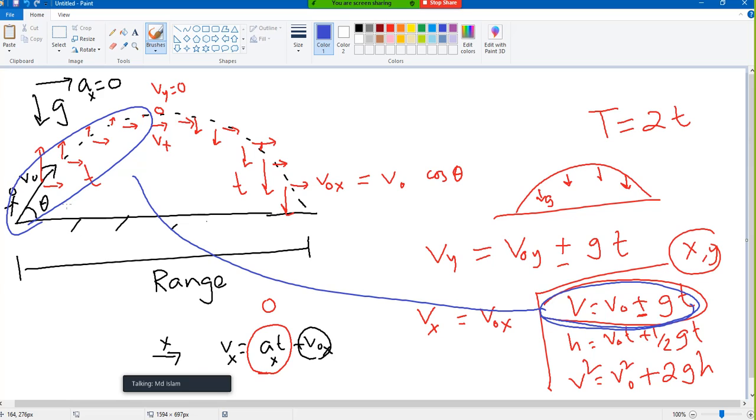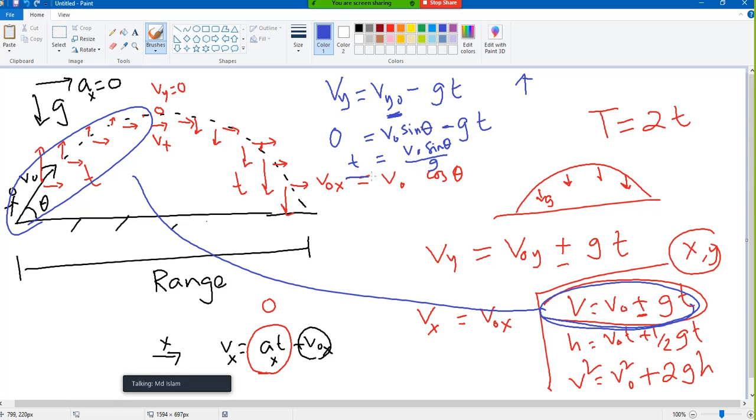How do we know? Vy is 0 at the peak. So Vy equals Vy naught minus gt. Why minus? I am assuming velocity up is positive, vertically upward positive. So this will be 0. Vy naught will be V naught sine theta. g is known, t is this. Then if I simplify, t equals V naught sine theta by g. So that is the time to go to the peak.